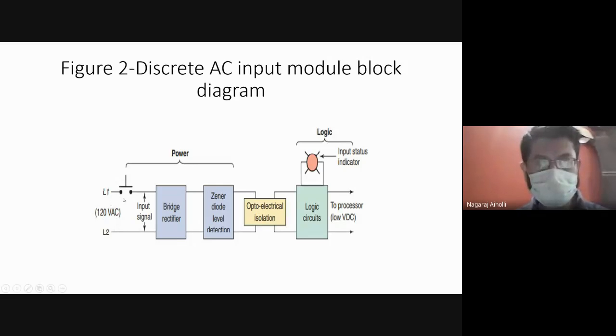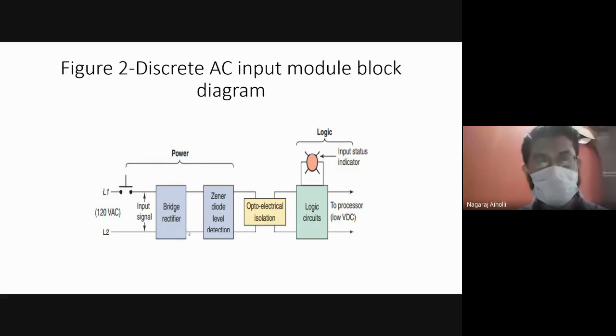Now this input signal we are applying here. This is the push button switch, a normal switch. When you push it, the contact gets closed and the current will start to flow. When the current starts to flow here, the input signal arrives at the bridge rectifier. In the next figure, it will be much clearer to you. What is this bridge rectifier? What are the different blocks that are used? What are their circuits and all?